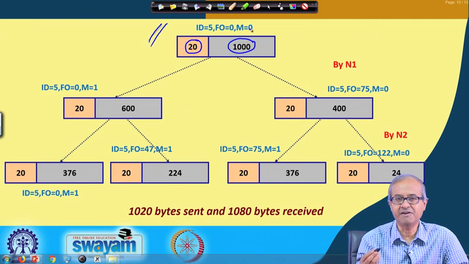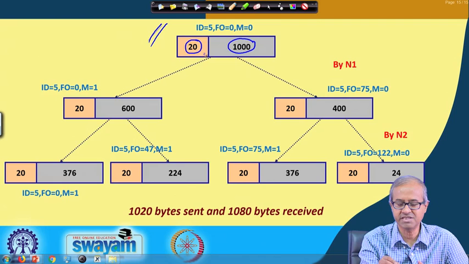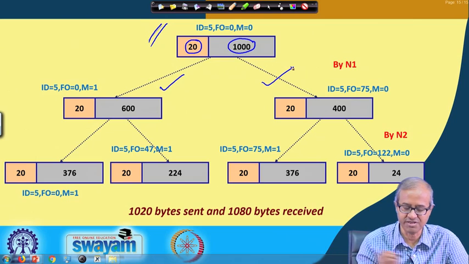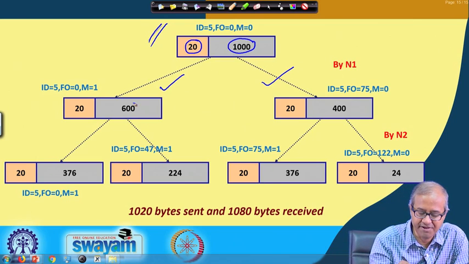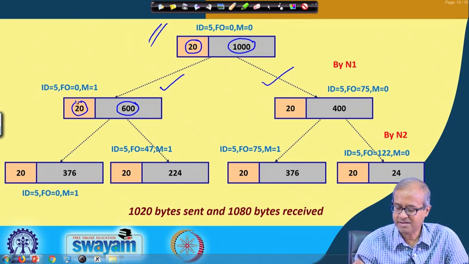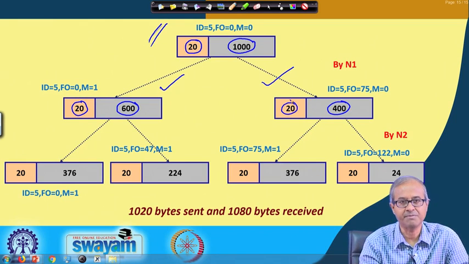Now, the first network has an MTU of 600, so it has to be broken up because the size of the packet is 1020. So, it will be broken up into 2 fragments, as you can see. The first one will have data of 600 and there will be a header of 20. The remaining 400 will be carried by the second packet with the header of 20.